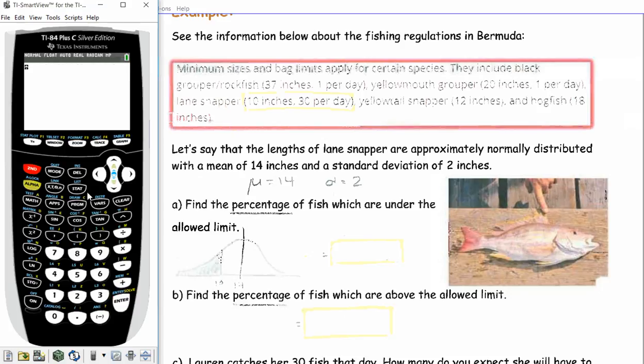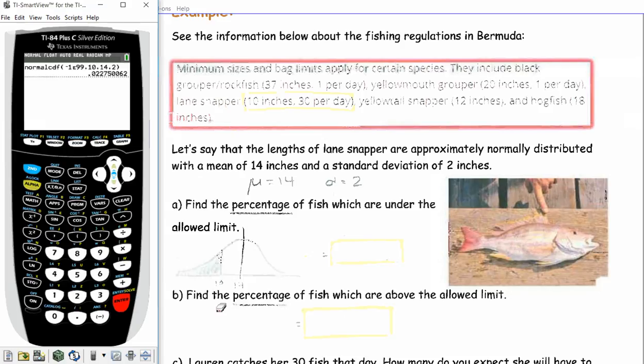Let's go back. Second VARS to normal CDF. Yep, negative 1E99. Okay, yep. Our upper limit is 10. That's right, but our mean is 14. I didn't put in the right number. Our mean is 14, not 10. Sorry about that. So let's put the right numbers in.